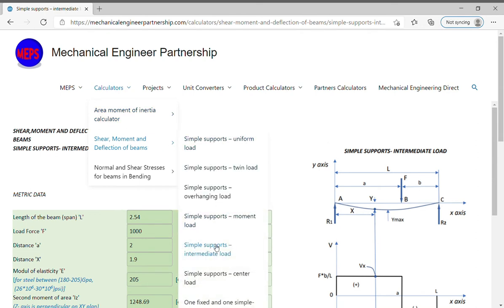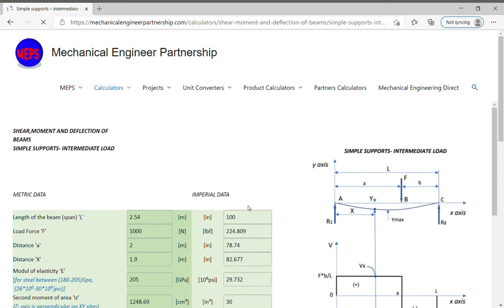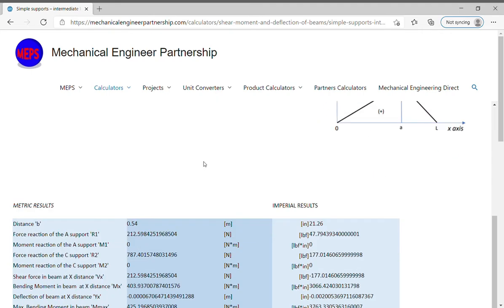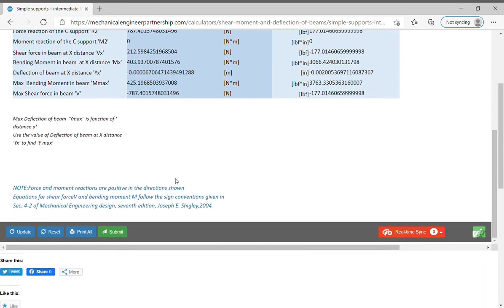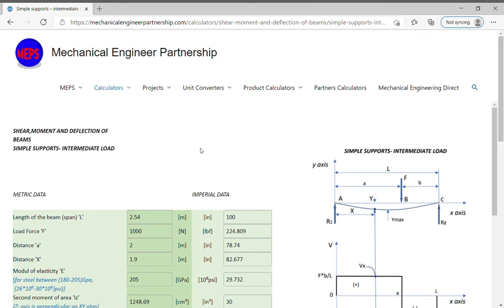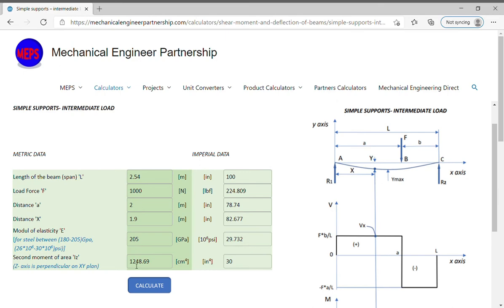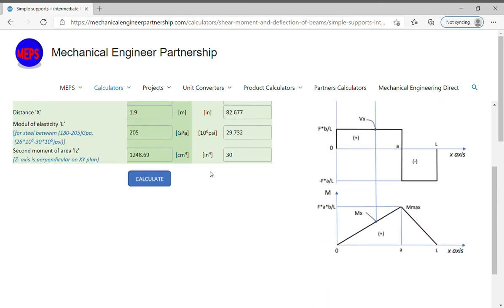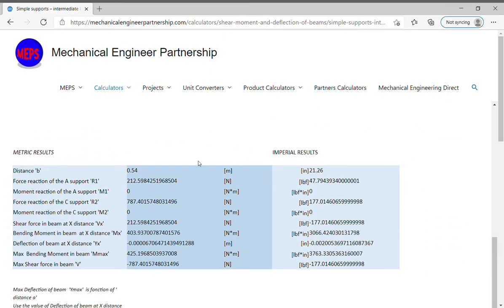intermediate load unit. All studies, materials, and formulas used in these calculation sheets are in reference with Mechanical Engineering Design, Book 7th edition, by Joseph E. Shigley 2004. On the left side is data, metric and imperial units, and in blue color we obtain the results in metric units respectively imperial units.